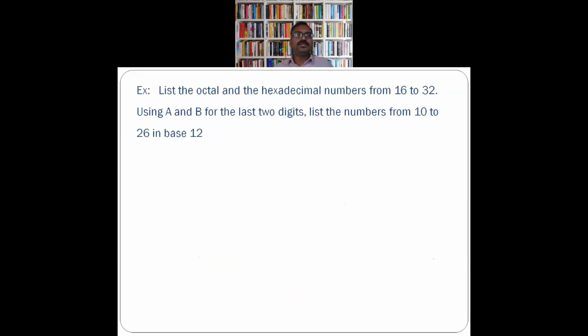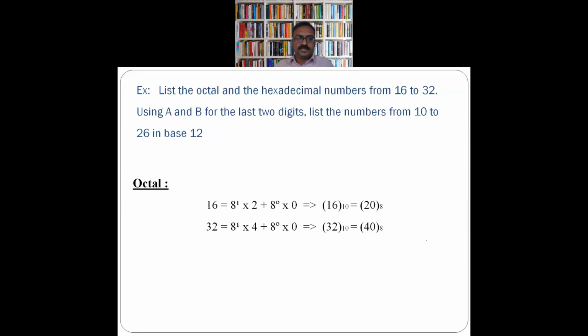List octal and hexadecimal numbers from 16 to 32 using A and B for the last two digits. List the numbers from 10 to 26 in base 12. So 16 to 32, in octal and hexadecimal. If it is octal, 16 is 6 into 8 to the power of 0 plus 1 into 8 to the power of 1.